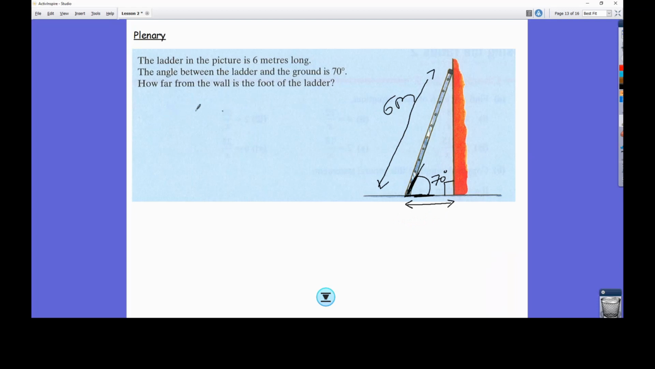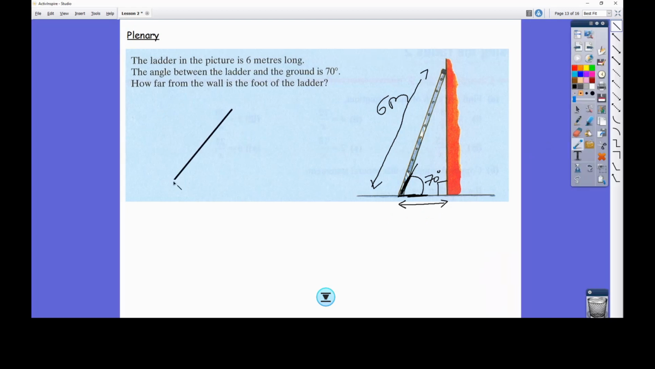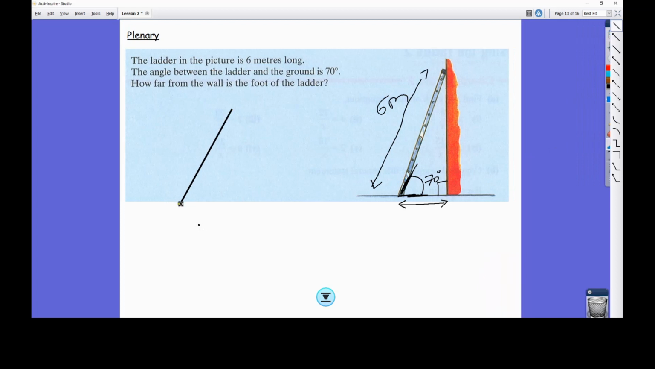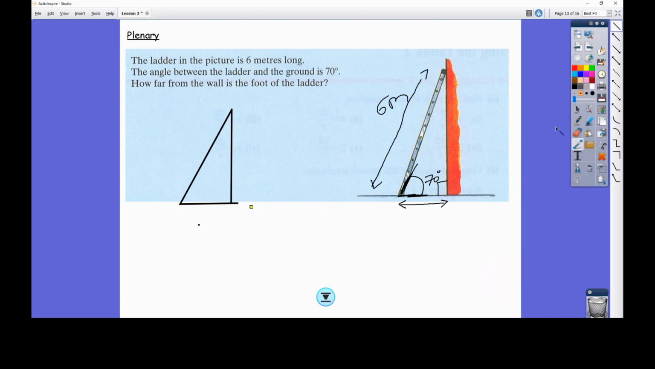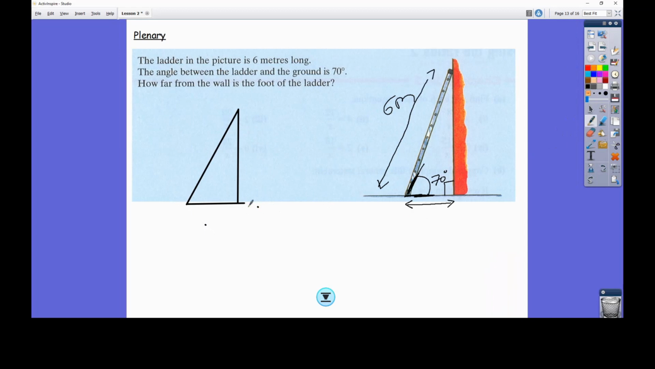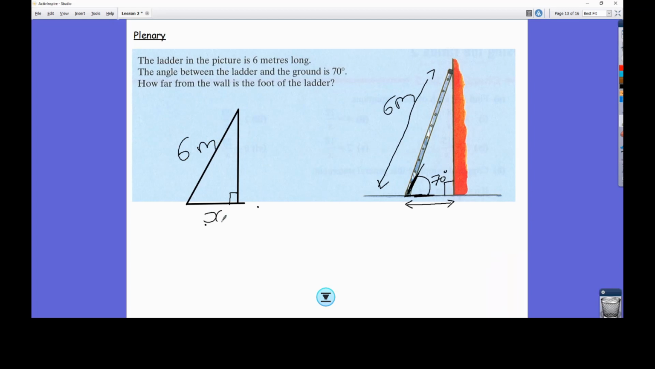Okay, so hopefully you've had a go. Let's go over this. So if I just draw this as a triangle quickly, a bit more neatly than I can do freehand. So it will look something like, none of these are to scale or anything. So we have, so I'm going to say that is 6 meters. I'm going to call that unknown side x. That's 70 degrees.